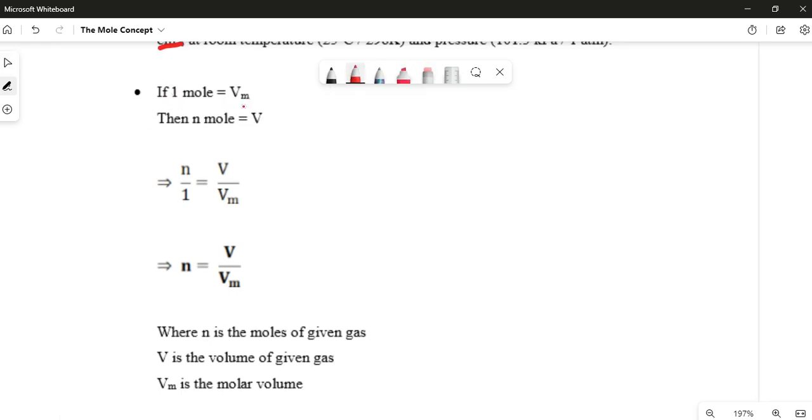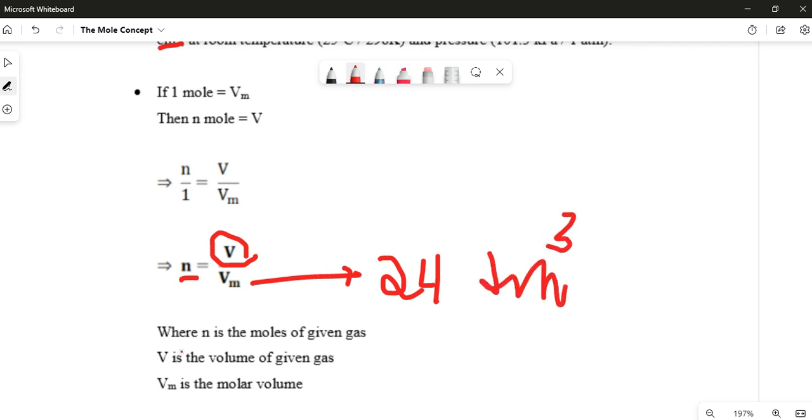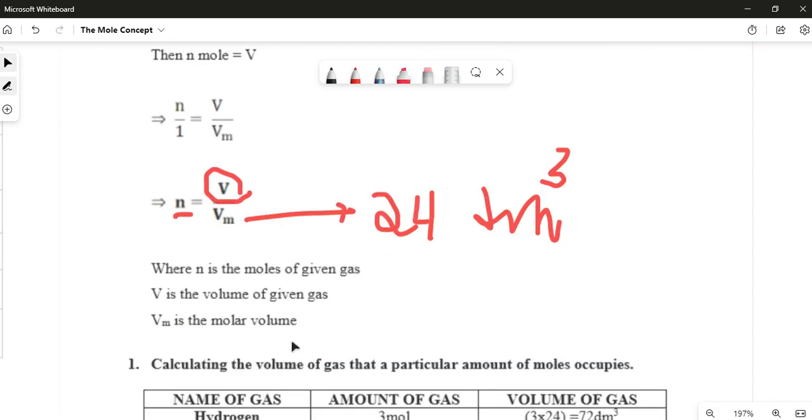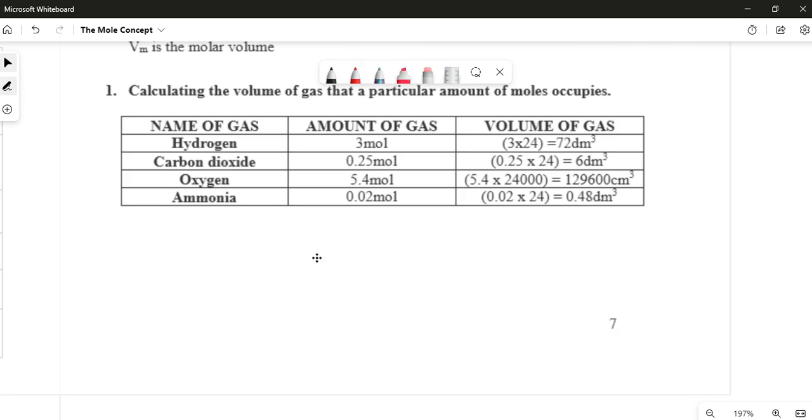If 1 mole equals Vm, then n moles equals V. So basically this is the formula: number of moles equals the volume all over 24 dm cube. V is the volume of the given gas, and Vm is the molar volume, which will always be 24. Makes sense?